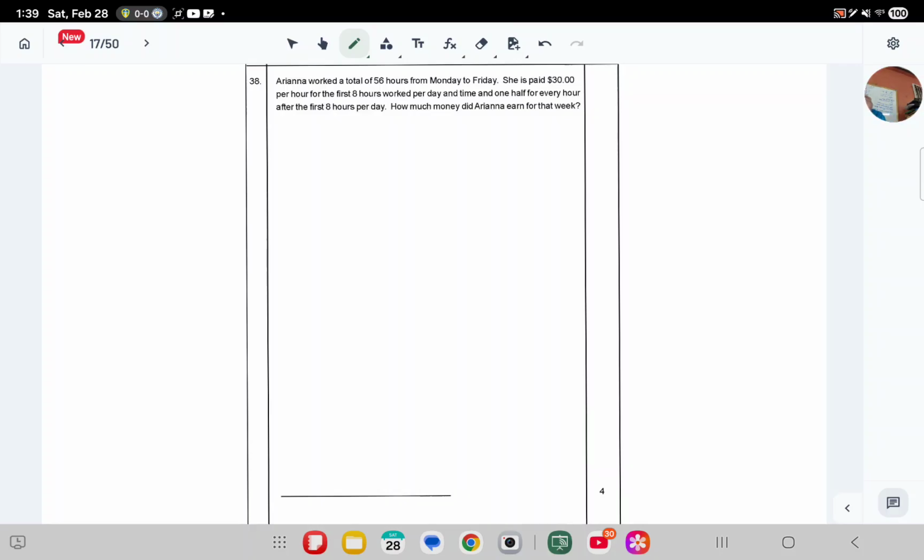the first 8 hours she's getting paid regular time. She's getting paid that first 8 hours for 5 days. The total regular time would be the 8 hours multiplied by Monday to Friday, which is 5 days. So that will be the first 40 hours is regular time. So the total overtime hours will be the remainder of time. And she worked a total of 56 hours. So 56 take away the 40 hours, and that will leave us with 16 hours. So she made 16 hours overtime.